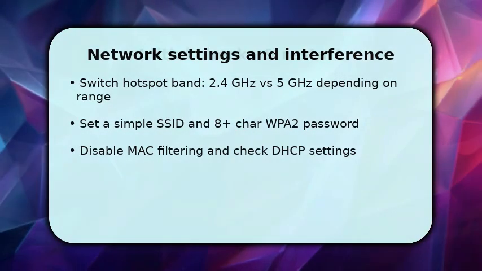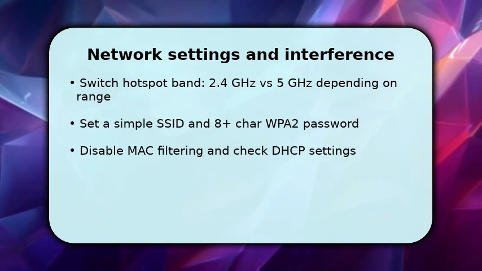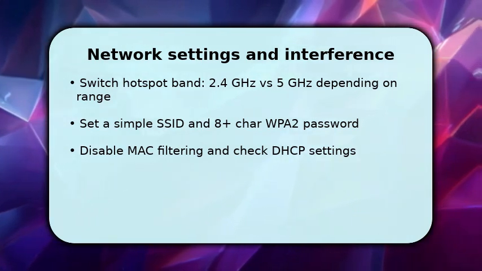You now inspect settings that commonly block connections. Change the hotspot band. Use 4 GHz for range and 5 GHz for speed. Once done, test both because compatibility varies.